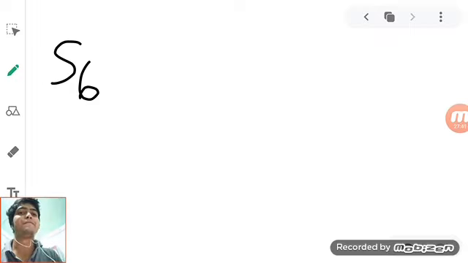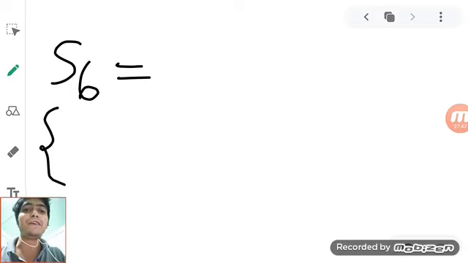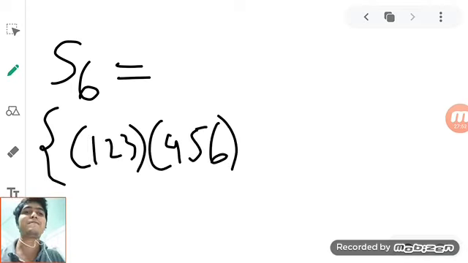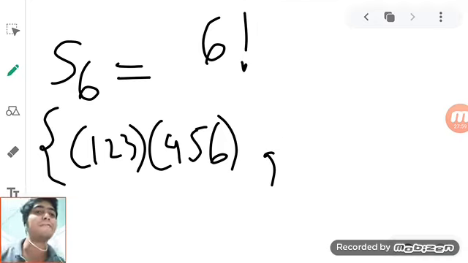So let's see, let us just consider: what will there be in S6? In S6 there will be all possible cycles, such as (1 2 3), as long as you are using not more than 6 symbols. So this is one element. Many elements, 6 factorial elements, just imagine that.